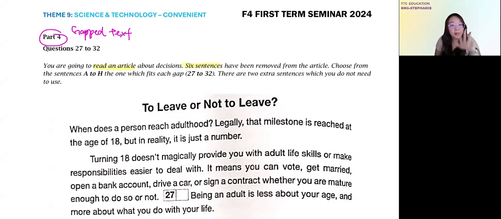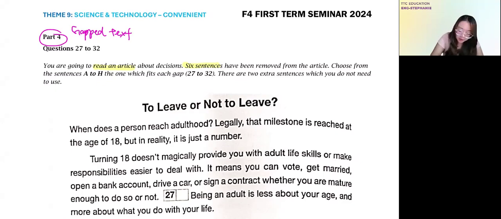Okay, so among the 6 sentences, among the options given, there will be 2 extra trap options for you. So although it's only 6 gapped, they will actually put 8 options for you. So this is why students might be confused. All right. Then the very last one. All right. Is it 6 or 8? 6. Okay. And then you need to find which one is the best one.